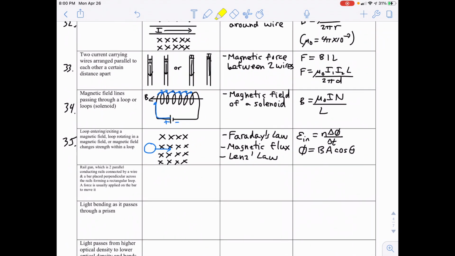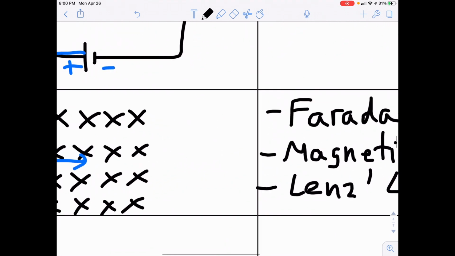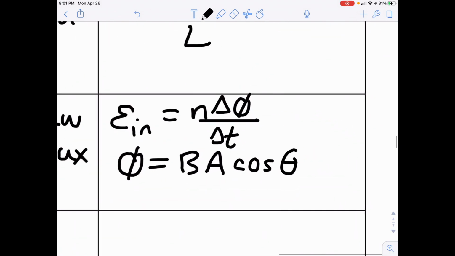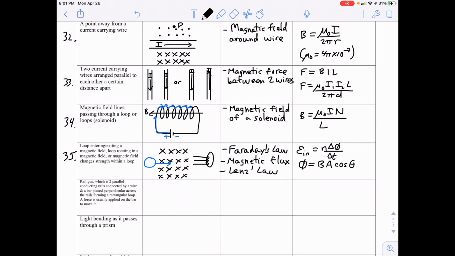Something to note, if a field passes perpendicular to a particular area, such as what you're seeing here, or let's say you had a loop like this, and instead of passing at an angle, where this is our angle theta here, let's say we were passing perpendicular into the loop. Well, then what would happen at this point? Theta would be 0, and cosine of 0 would be 1, which means this oftentimes simplifies to B times A when the field is perpendicular to the loop.